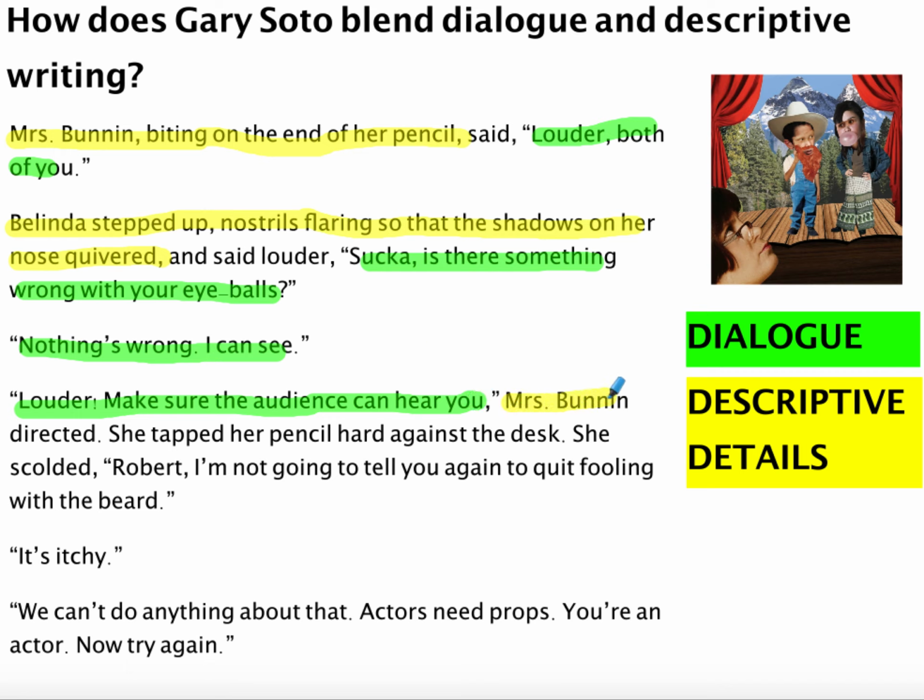Notice that even the dialogue tag here, Miss Bunyan directed, tells us how she said it. It's descriptive writing. She tapped her pencil hard against the desk.